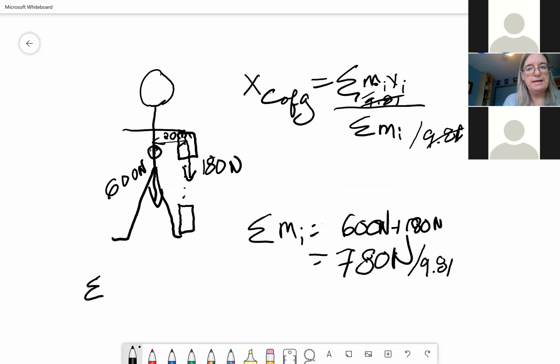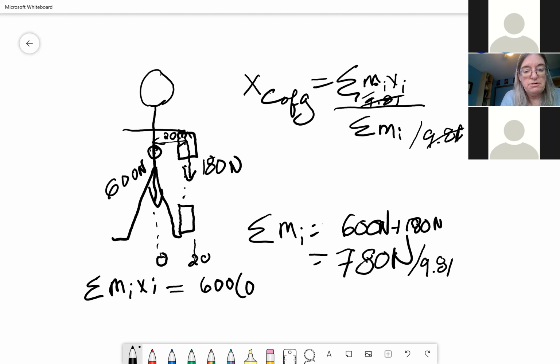The sum of the masses times the x's, and again, I'm going to use weight, not mass, and I recognize that. That is going to be 600 times, what is my x value? Well, I have to decide where my origin is. If I make my origin right here, because that's where it asks you to do it from, how much does it move from there? So this is 0, and this is 20, right? So 600 times 0 plus 180 times 20.